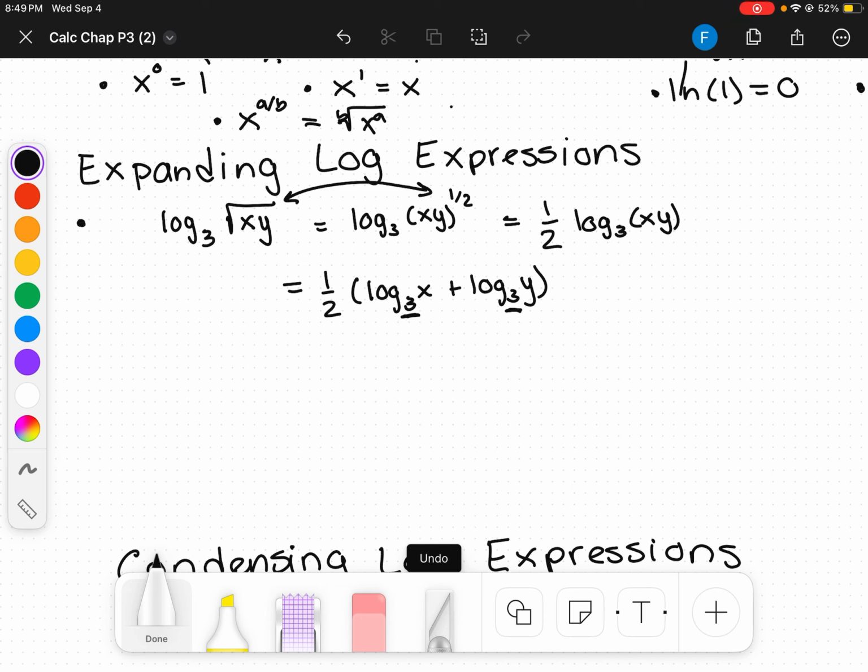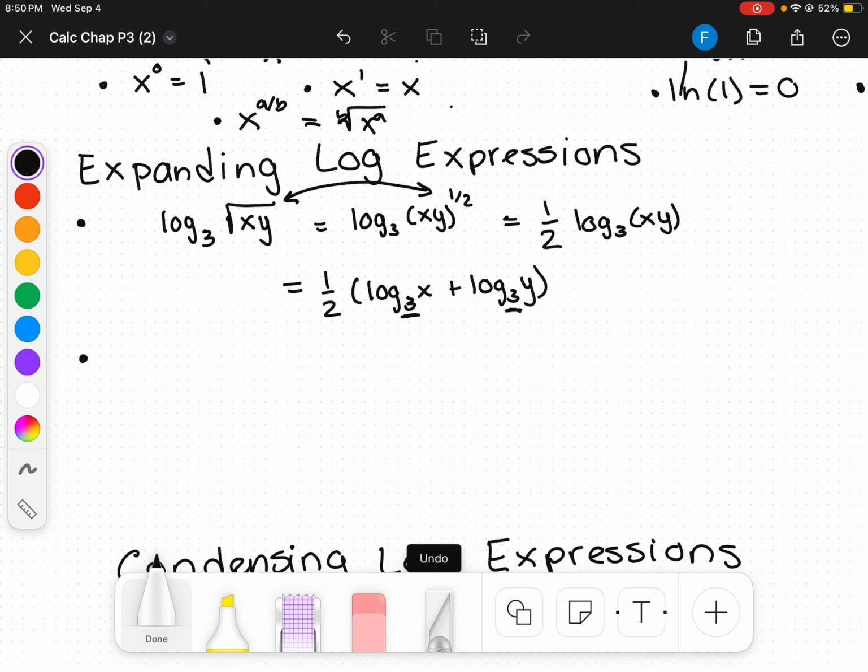So just for this particular problem, we had a base of 3. You need to make sure that you have that base of 3 with both the log x and the log y. Okay, if you wanted to, you could go ahead and distribute that 1/2, but I would accept this answer just the way it is, 1/2, and then in parentheses, the log base 3 of x plus log base 3 of y, okay? So that's our first example of expanding.